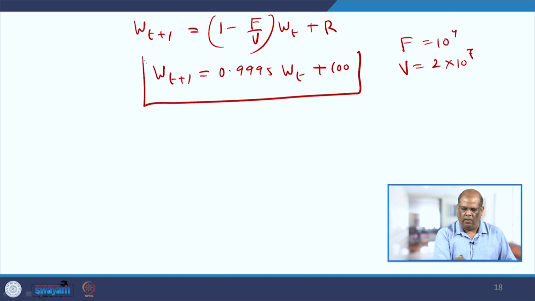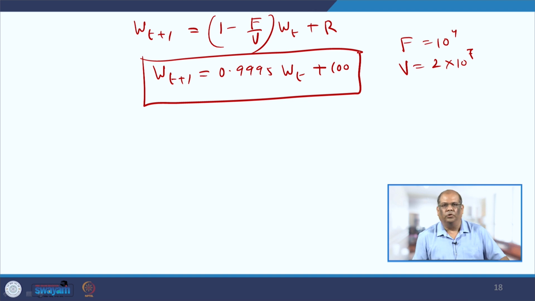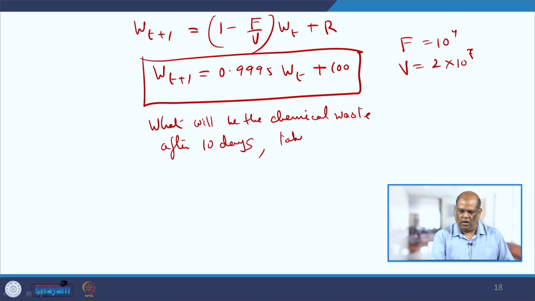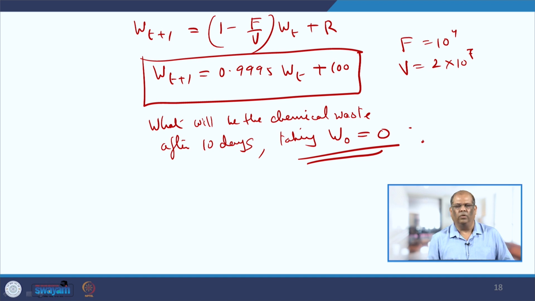So, let us see the solution of this model numerically. Say we want to find what will be the chemical waste after 10 days, taking the initial value as 0. So, at time t equal to 0, there is no waste. Let us now solve this equation using Microsoft Excel.